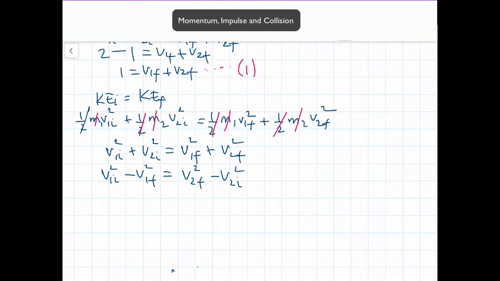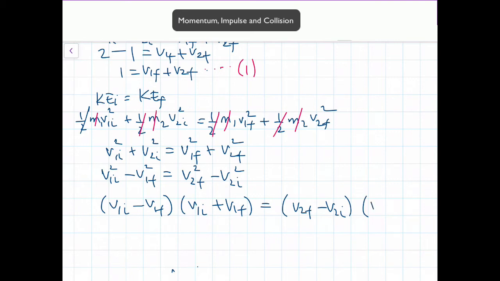Okay, so by doing that, what we know is v1 initial squared minus v1 final squared means (v1 initial minus v1 final) multiplied by (v1 initial plus v1 final). That's the mathematical equation you can come up with. And then on this side, what you will have is (v2 final minus v2 initial) multiplied by (v2 final plus v2 initial). Okay.